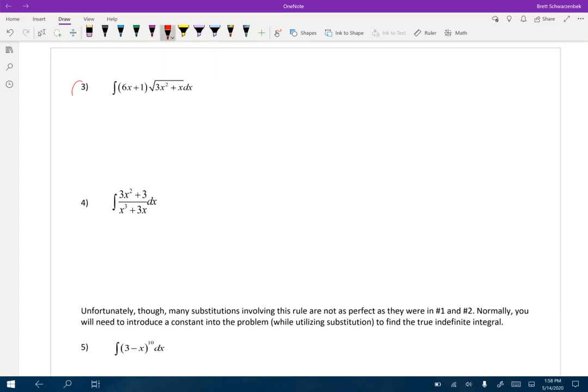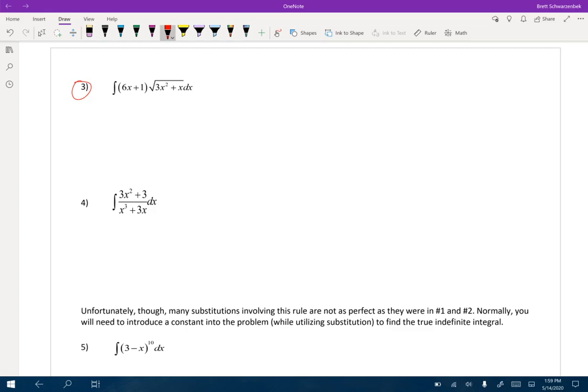Number 3. This problem is a little bit different. We have the integral of 6x plus 1 times the square root of 3x squared plus x, all dx. It turns out that we have grouping symbols around two quantities, around the 6x plus 1 and around the 3x squared plus x.